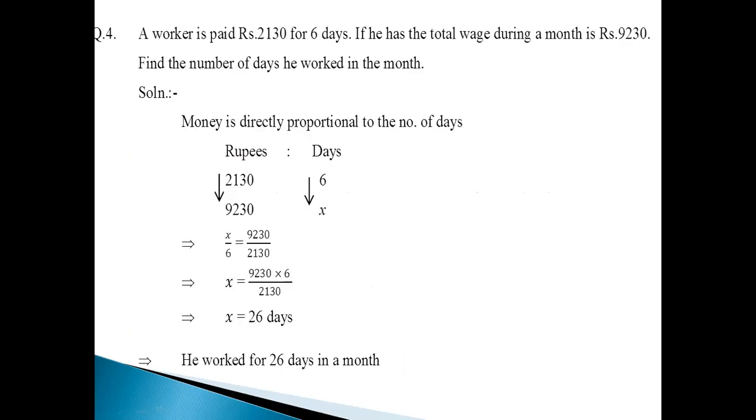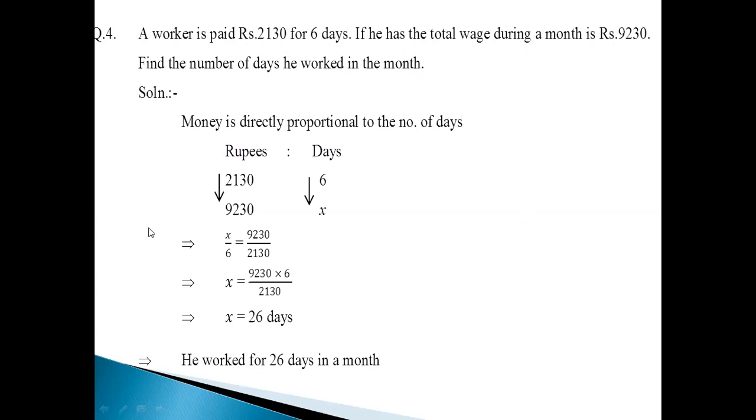So this is the value of y. Now come to the next question, question number 4. A worker is paid rupees 2,130 for 6 days. Means that a worker's pay for 6 days is 2,130 rupees. His total wage during a month is 9,230. Find the number of days he worked in a month. You have to find the number of days.